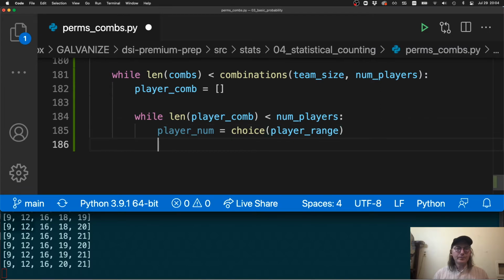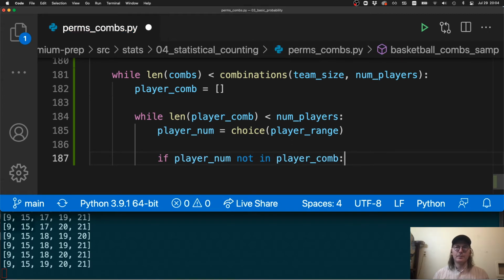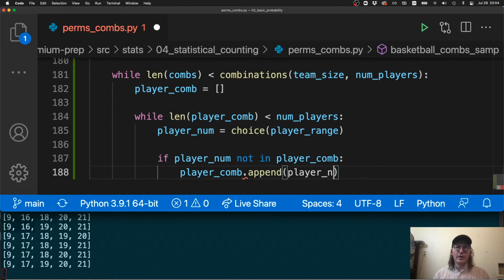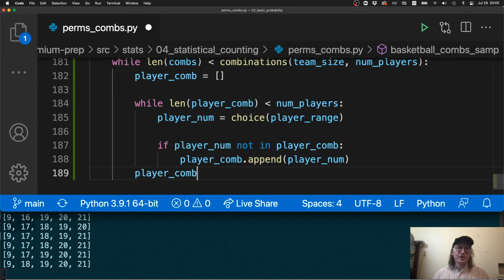Okay. And if that player num is not already in the player combination, then we will append it. Player combination.append, and we'll append the player num. And I just want to point out that this thing is still down here working. It's still going for it. Okay. All right. So once we get 5 player numbers in there, 5 by default, then we're going to have this player combination that we can then sort, okay?